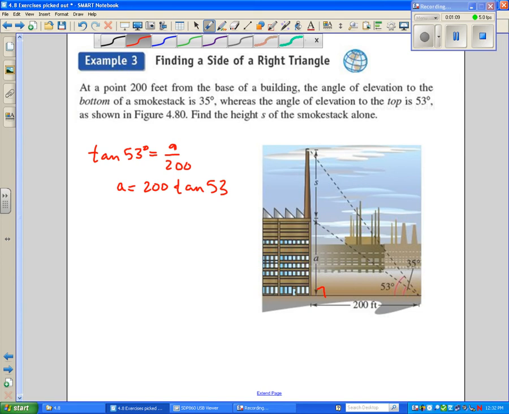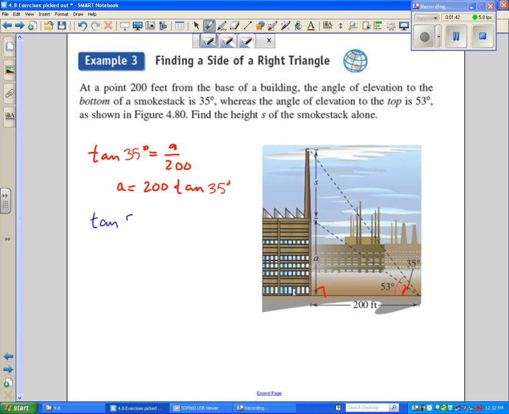So A is equal to 200 times tan 53. Now that's helpful, but it doesn't help us directly to find S. So we're going to have to do another equation to find S. And I'm going to switch colors for that. So this is tan of the, oh, I said 53 there. I apologize. It's not 53, it's 35, which I'm sure you probably realized was a mistake, but I caught it. 35 degrees is the small angle. Common mistake though, so you just saw me go through it.